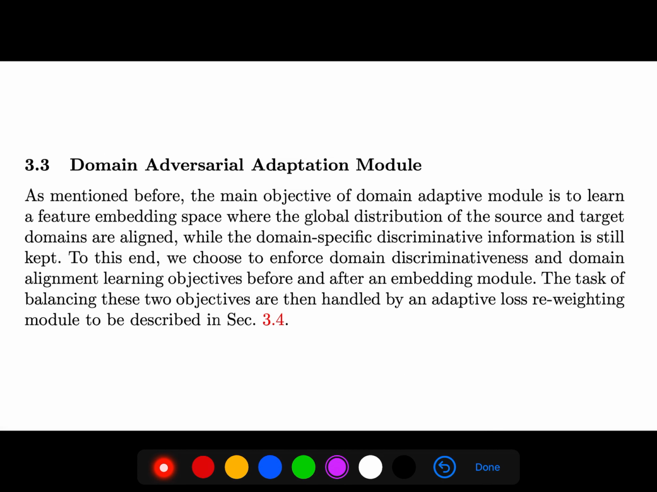Now we are talking about domain adversarial, because as mentioned before, the main objective is to learn a feature embedding where the global distribution of the source and target domains are aligned, while the domain-specific discriminative information is still kept. So we choose to enforce domain discriminativeness and domain alignment learning objectives before and after an embedding module. The task of balancing these two objectives is then handled by an adaptive loss reweighting module.